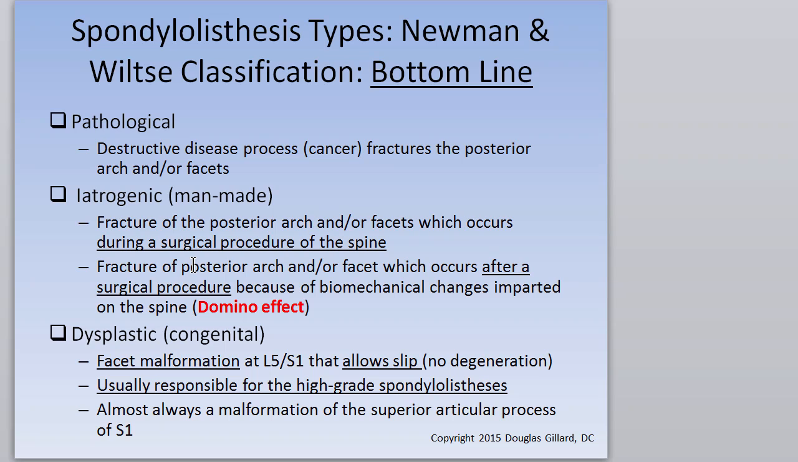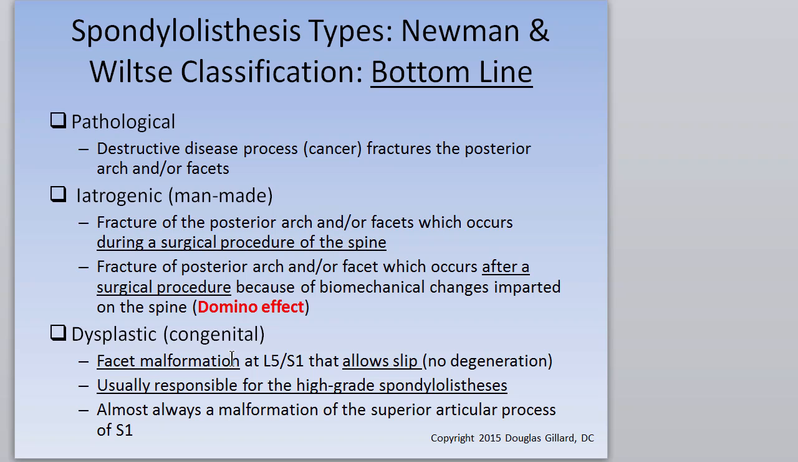Same thing, if you have a fusion at L4-5 and 10 years later the patient develops a degenerative slip above, then you could call that a degenerative spondylolisthesis as well as an iatrogenic spondylolisthesis because it occurred above something created by man. There's a biomechanical problem created by the fusion. The segment above had to take on way too much work, and that's the story there. So definitely know what that is.